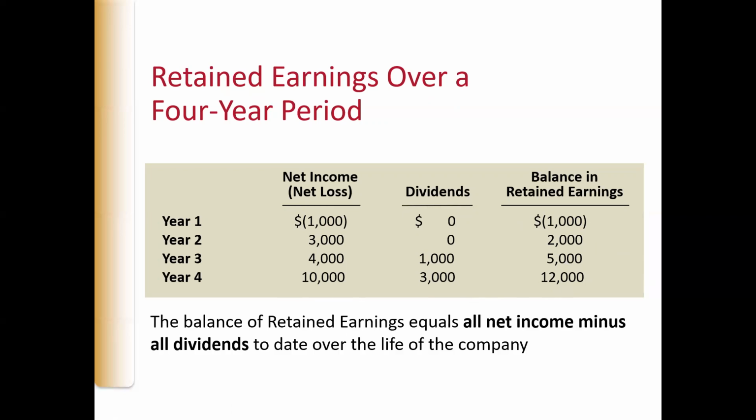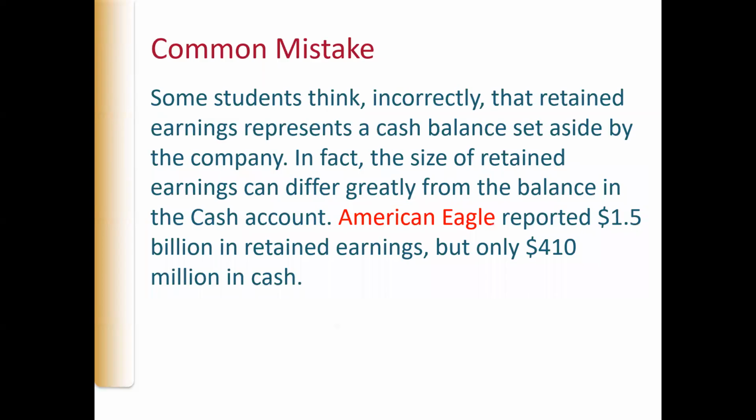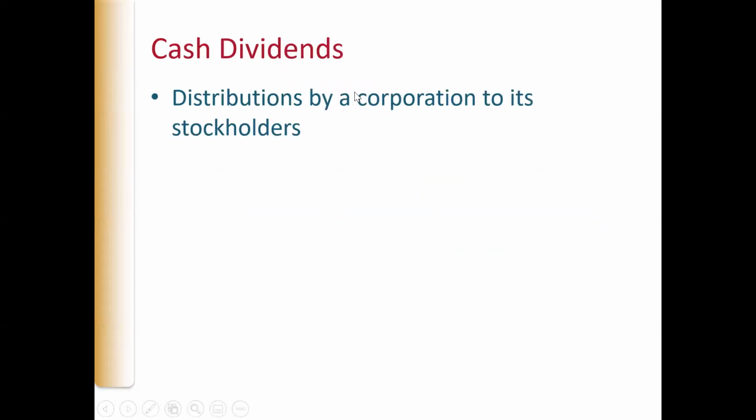The balance of retained earnings equals all net income minus all dividends to date over the life of the company. Some students think wrongly that retained earnings represents a cash balance set aside by the company. No. Know that retained earnings is just about the net income earned minus any dividends paid since the beginning of the company's existence.